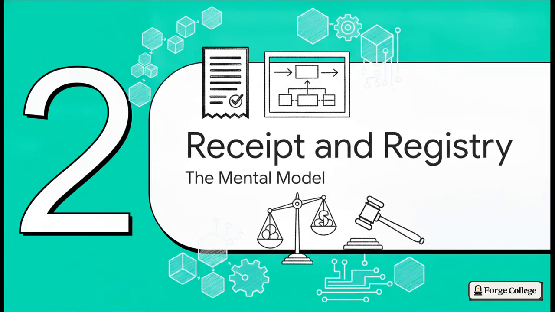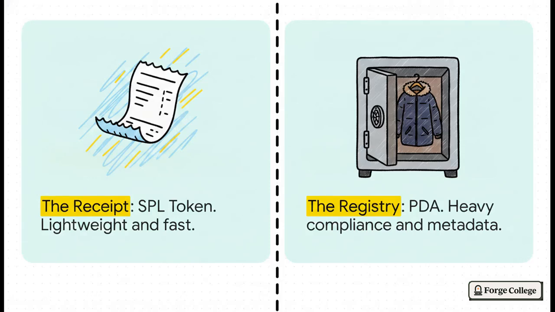Section 2. The receipt and registry. Okay, so how do we make this whole thing fast, scalable, and most importantly, legally compliant? Well, we use a very deliberate architectural split. Think of it like a giant puzzle with two main pieces. On one side, we have the receipt. This is your standard SPL token. It's incredibly lightweight, super fast to transfer, and it plays perfectly with decentralized finance, or DeFi, applications.